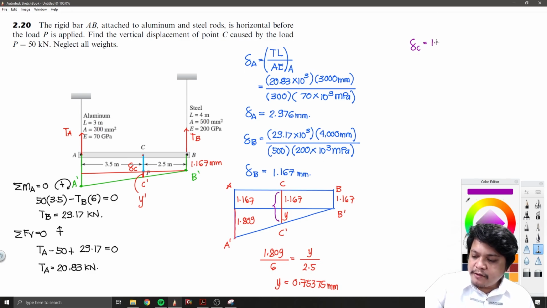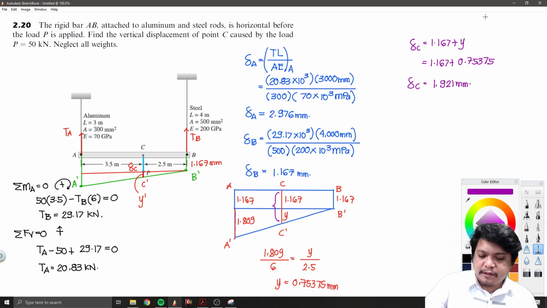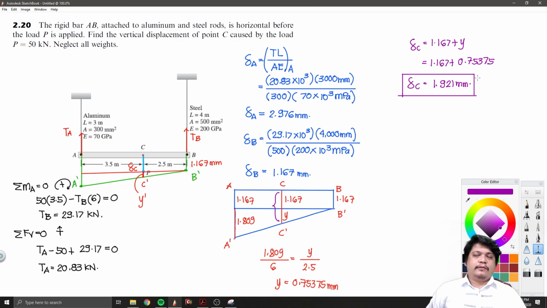Therefore, ang aking deformation at C, itong buo na yan, so that is 1.167 plus Y. So, 1.167 plus 0.75375. So, ang deformation mo sa C is equal to 1.921 millimeters. So, ito yung kanyang deformation. Okay? So, again, mahalaga yung ating ratio and proportion in solving most of the mechanics problems.